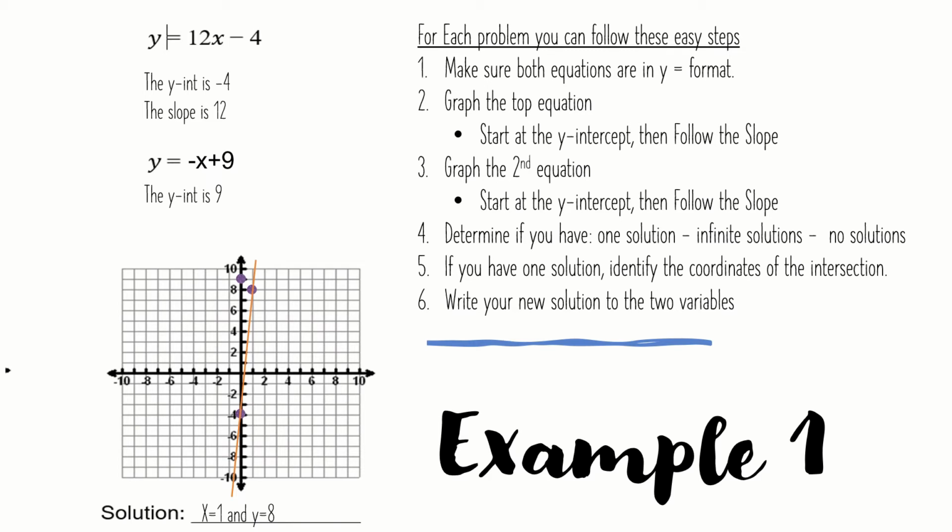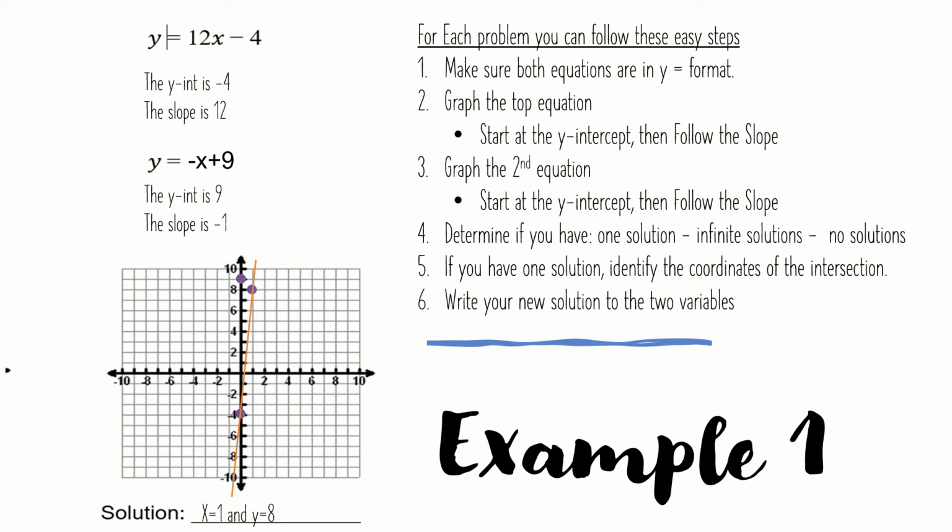The slope, what do you think the slope is here? It's the number in front of x, what we would say the coefficient of x. But I don't see a number in front of x. If I can't see it, that's an invisible number 1. So the slope here is -1.